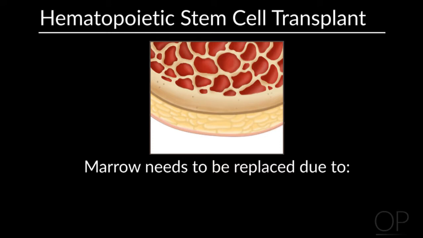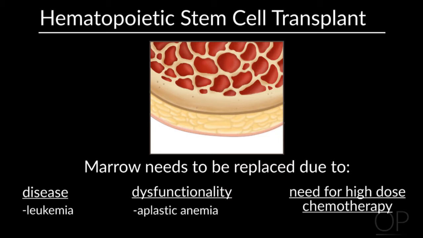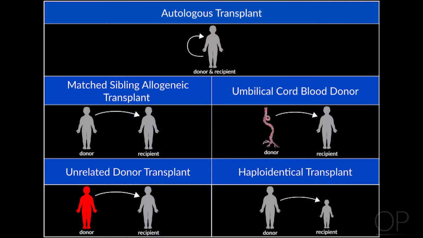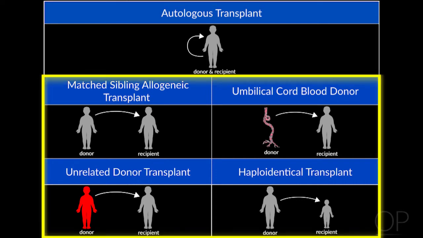The marrow needs to be replaced either because the marrow is diseased, as in leukemia, or it's dysfunctional, as in aplastic anemia, or there is a need to give high-dose chemotherapy. Patients can receive either their own stored stem cells, which is an autologous stem cell transplant, or they can receive stem cells from another person or an umbilical cord, which is an allogeneic transplant.